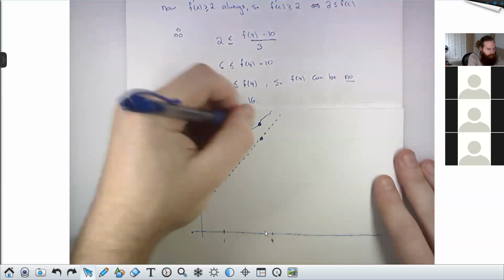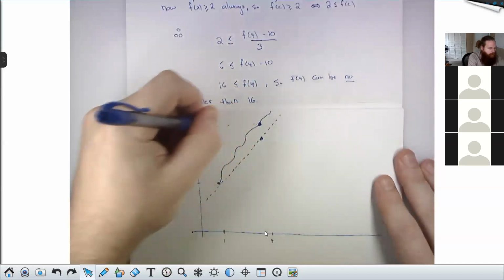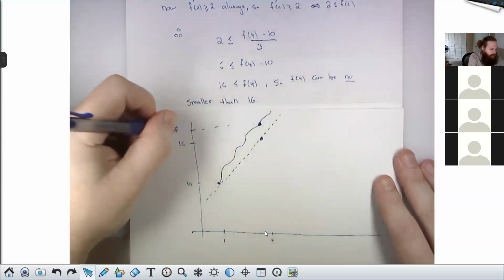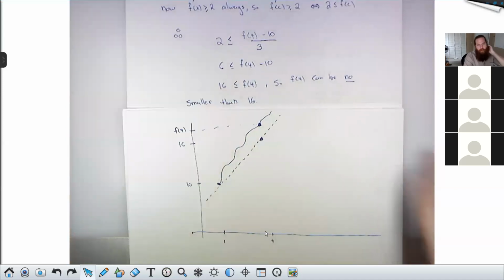In other words, f of 4, which is this y value, has to live above 16, because your function is increasing at least as fast as that dotted line. That's what it means to say f prime of x is always bigger than 2. It means that your function is increasing at least as fast as that line. Neat, right?